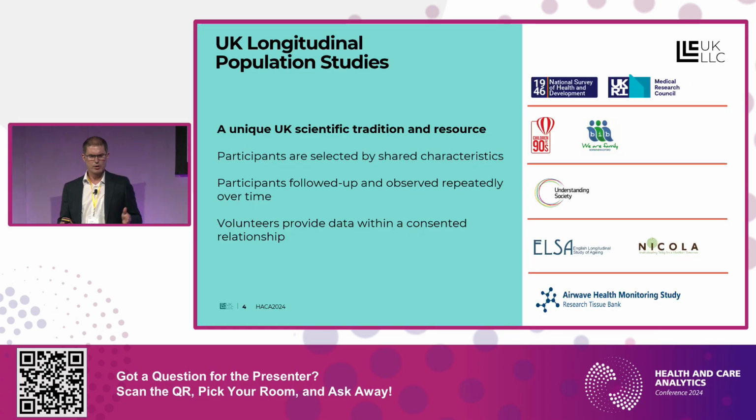And for those who are less familiar about longitudinal studies, I'll start with a brief definition. I put 3 criteria up on the screen, which I think are essential criteria for a longitudinal population study. Firstly, that participants in these studies are selected from the population, not from a clinical setting, but from the population by a set of shared characteristics. These participants are then followed up and observed repeatedly over time, and that gives the longitudinal dimension to what we're talking about. And critically, the participants are volunteers, and they take part with their study in a consented relationship.